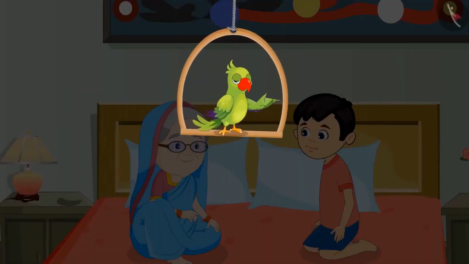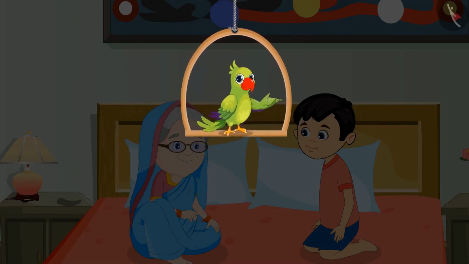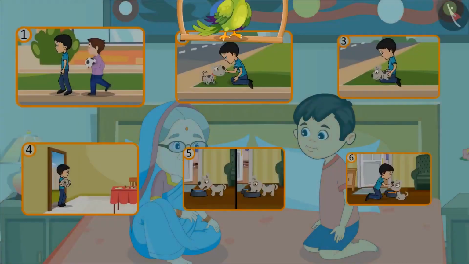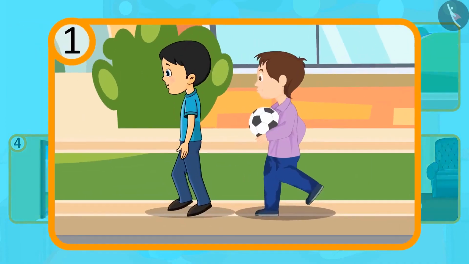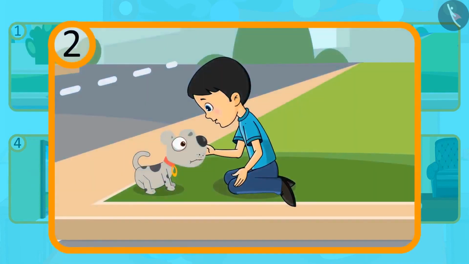Children, so today you heard the story of Minku and his new friend. Do you remember the sequence of the story? Let's see what happened first. That's right, Minku was first going to play with his friends. After that, Minku saw a small puppy on the way.